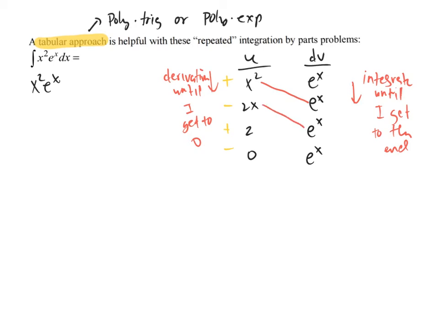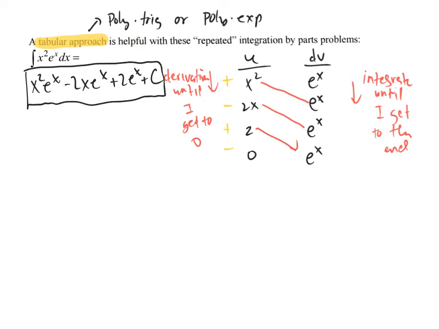The negative came from the negative that was right here in my alternating signs. Okay, so negative 2x e to the x. And then my last term in my answer is going to be positive 2 times e to the x. And so if you'll notice, you can go back and look at your notes if you want to, this is the exact same answer that we got by doing repeated integration by parts. It was just much faster this time using the tabular approach.